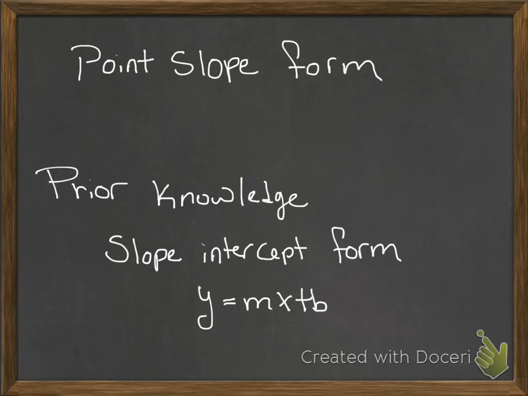Point slope form. So what do we already know about what we're going to be using for point slope form? Well, our prior knowledge to this is slope-intercept form. And we've seen it as y equals mx plus b, m being the slope, and b is equal to the y-intercept. Alright, so what are we going to do next?